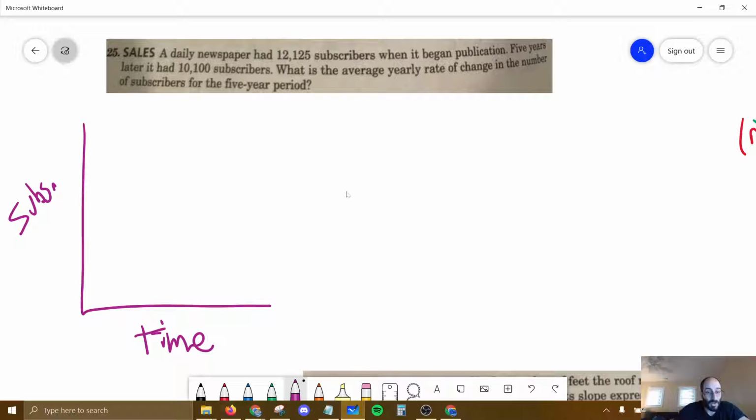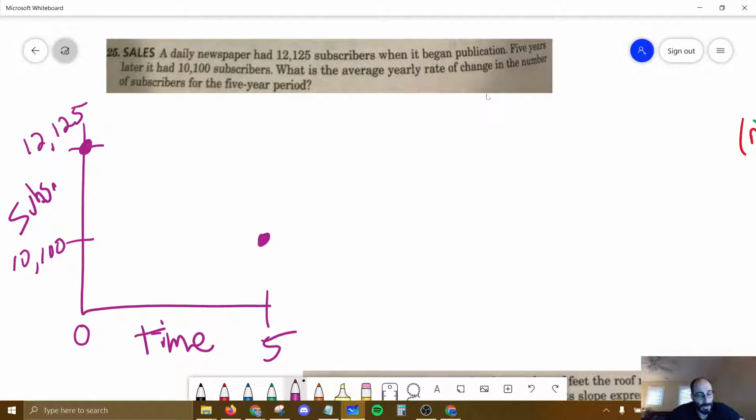Okay. So time, we're going to do years. We start with 0 years, and it goes up to 5 years here. And over here, subscribers at 0 years, when it began publication, that's year 0, was 12,125. And at year 5, it went down to 10,100 subscribers. So here we could say 10,100.